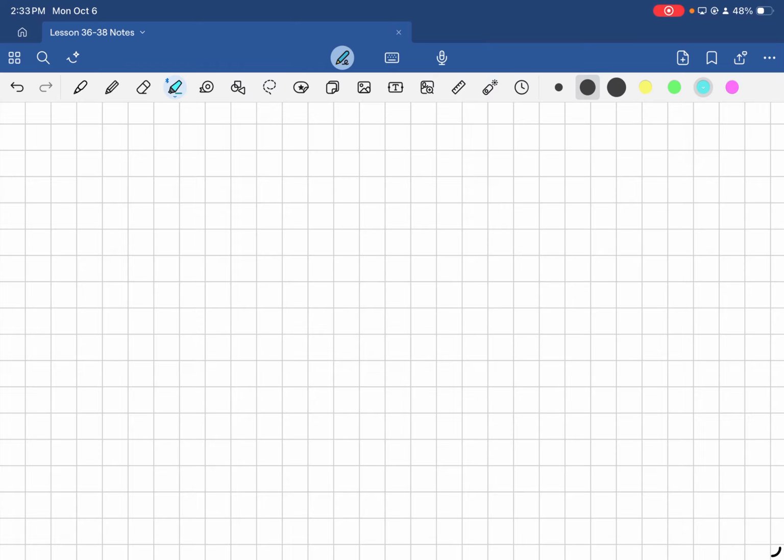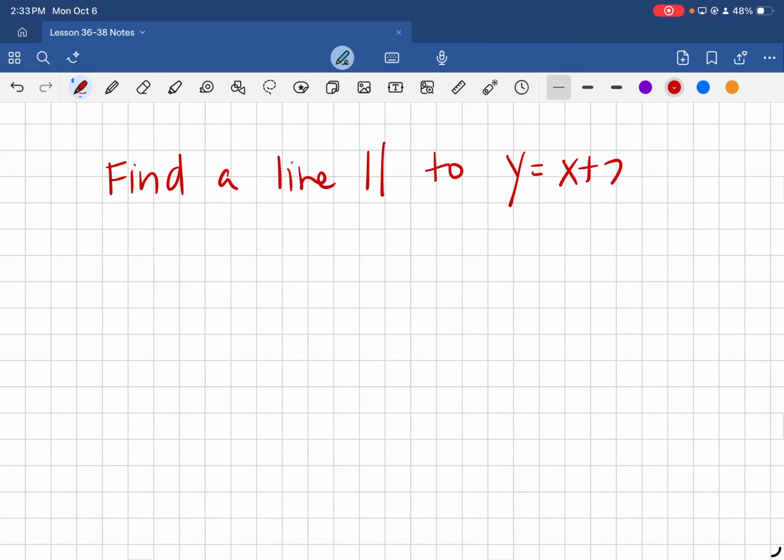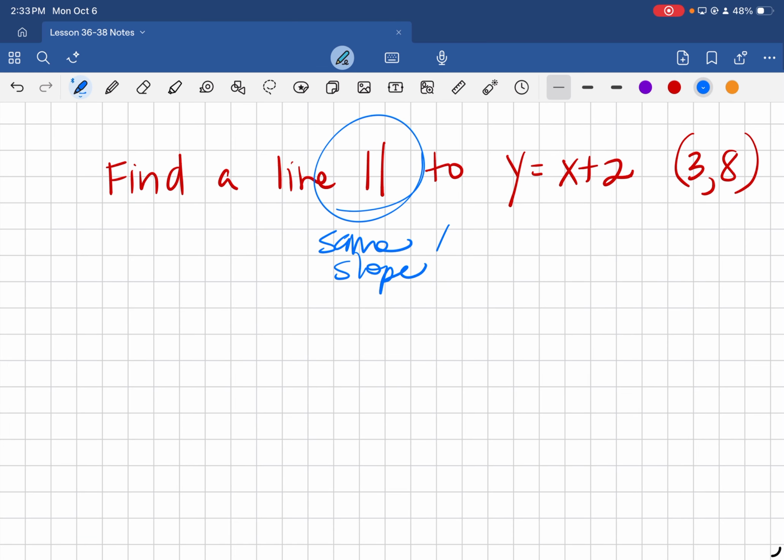All right, the next one says, find a line parallel to y equals x plus 2 and passes through 3, 8. They said parallel. That means same slope. So, what's my slope in this line? What does my m equal? 1. There's an imaginary 1 right there. Here's my x. Here's my y.